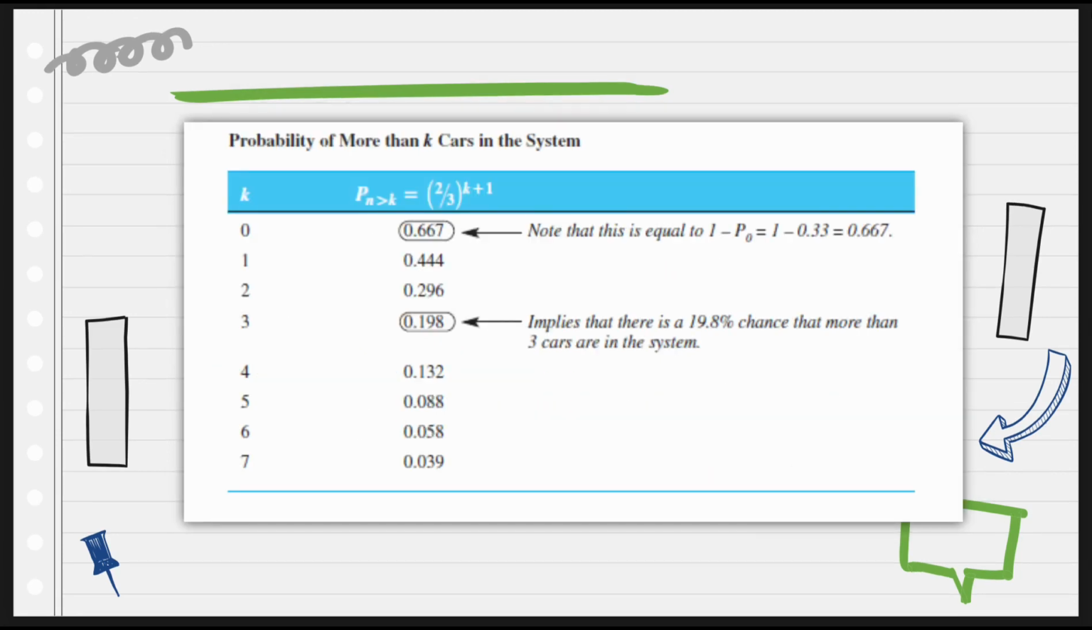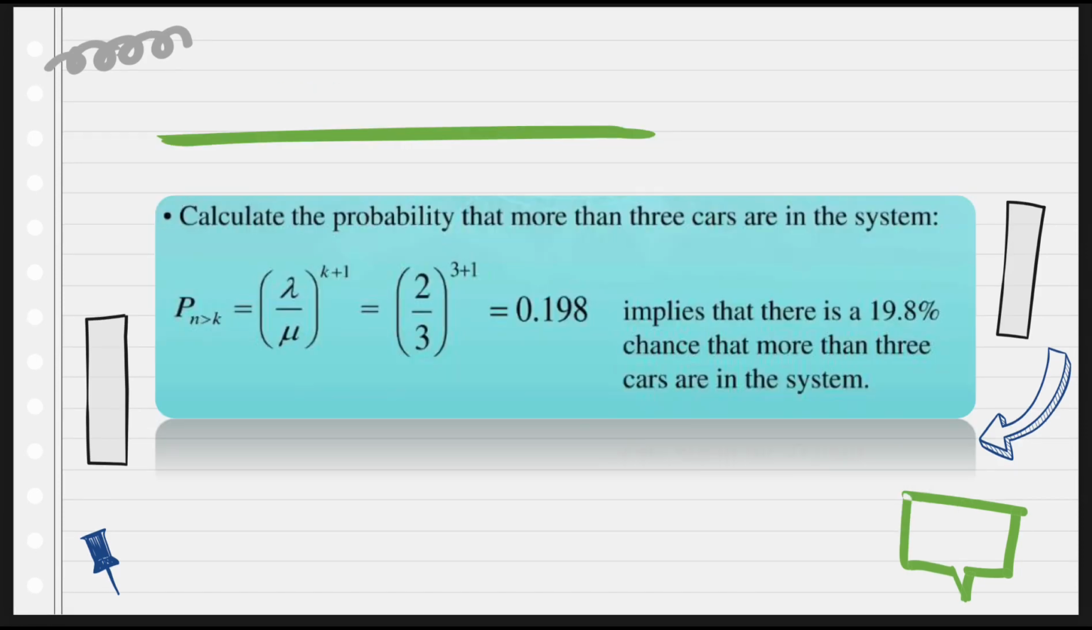So, next, hahanapin natin yung probability of more than K cars in the system. So, here, nagkaroon siya ng trial and error to find the closest percentage and numbers of cars dun sa given value natin. So, as you can see, 0.198 is yung percentage natin sa 3 cars. So, next, we are going to solve for the probability of more than K cars in the system. So, dito sa slide na to, nagpakita siya ng trial and error to check the probability na merong more than 3 cars in the system.